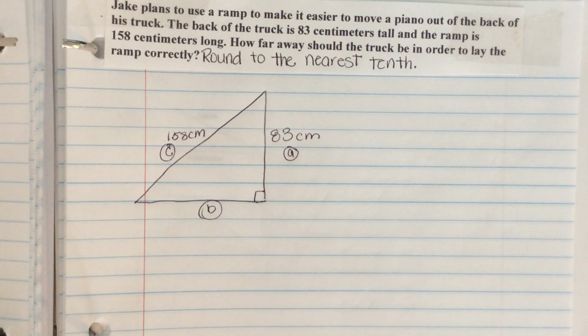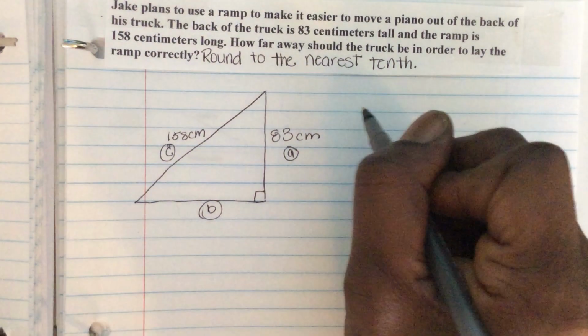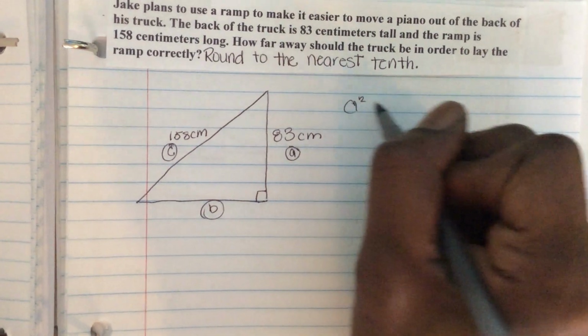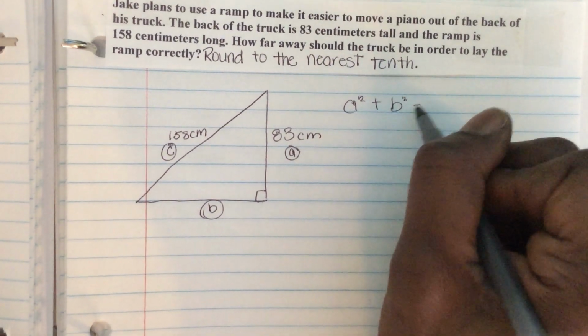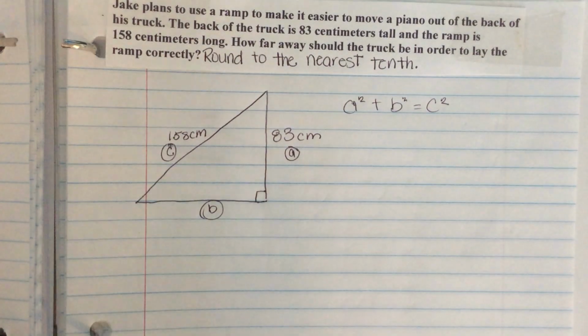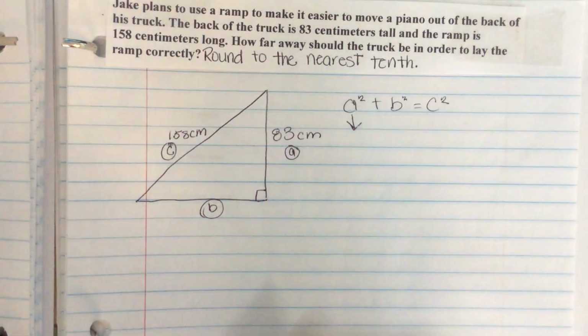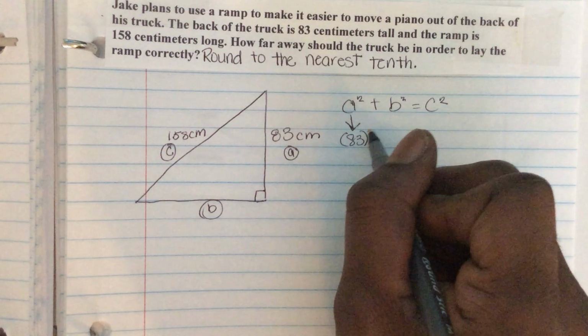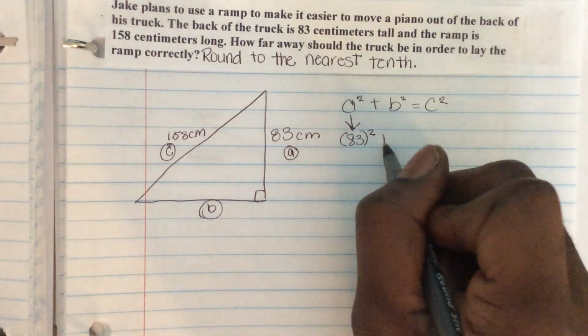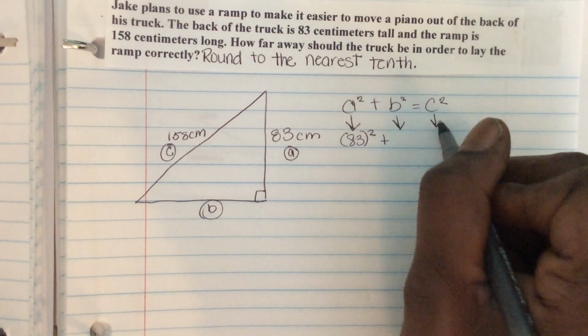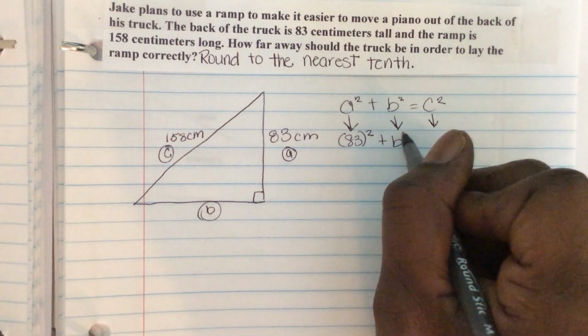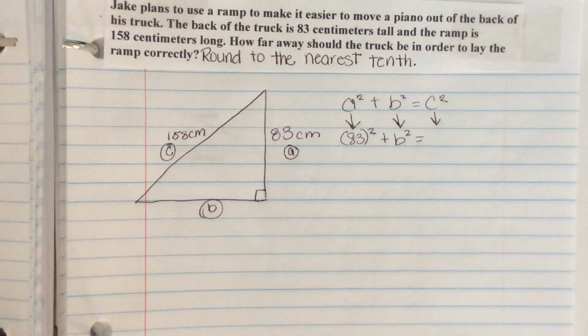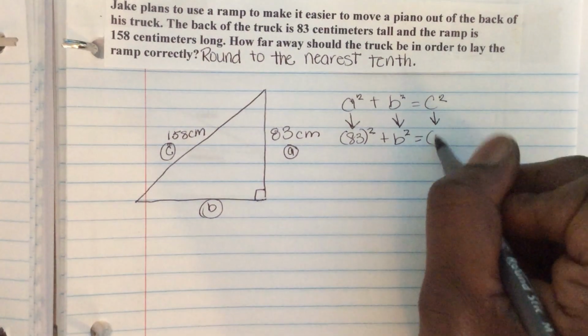So, of course, I have to use the Pythagorean theorem, which is A squared plus B squared equals C squared. I know that my leg A is 83, so I have to square that. I don't know what my B is, so I'll bring that down. And I know that my hypotenuse C is 158 centimeters, so I will square that.